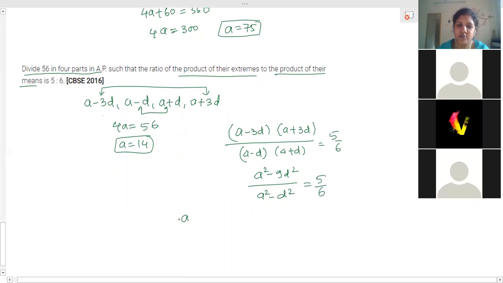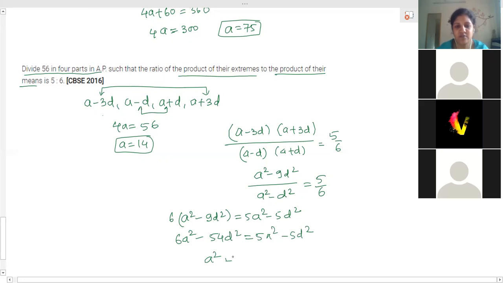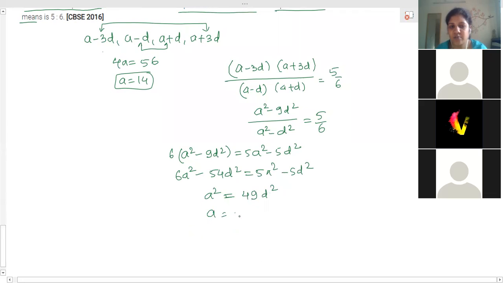So 6 into A square minus 9D square is equal to 5A square minus 5D square. So 6A square minus 54D square is equal to 5A square minus 5D square. 6A square minus 5A square is A square, equal to minus 5D square plus 54D square, that is 49D square. So A is equal to plus or minus 7D. The A value is 14, so 14 by 7 is equal to D, it's plus or minus actually. So D is plus or minus 2.